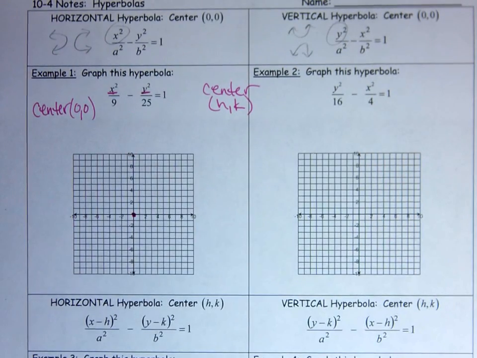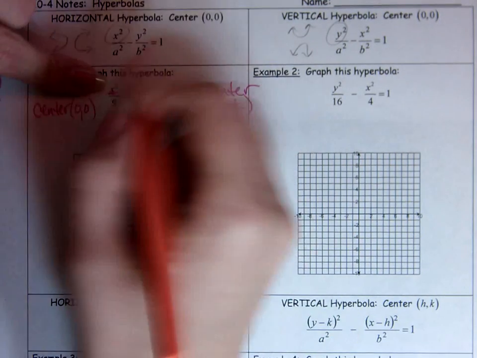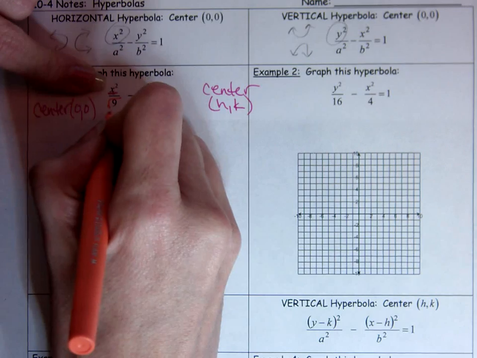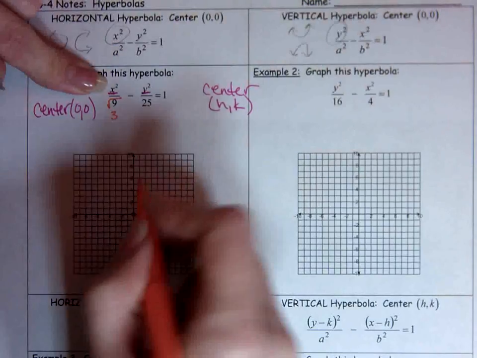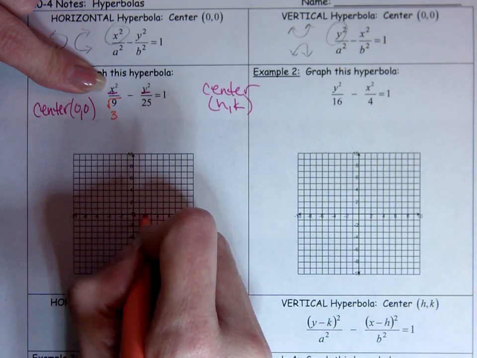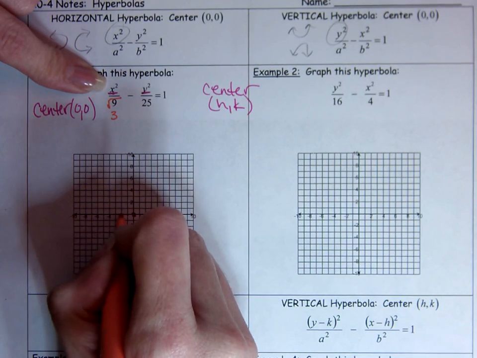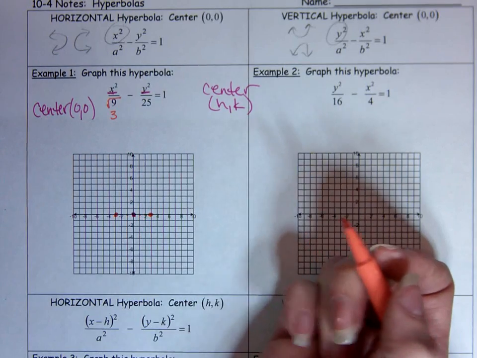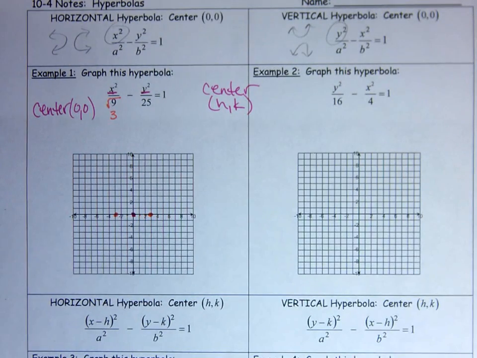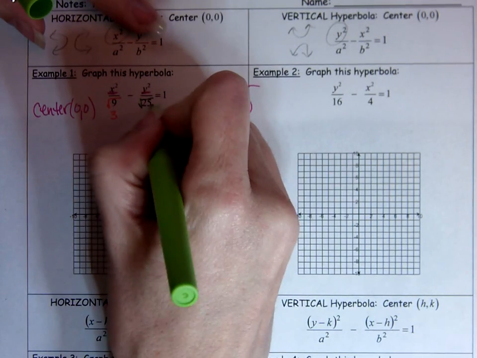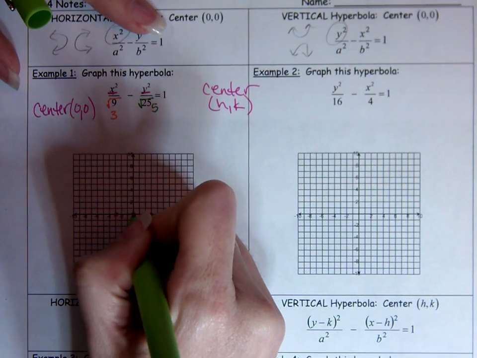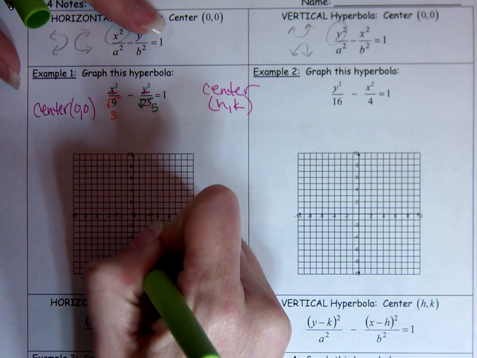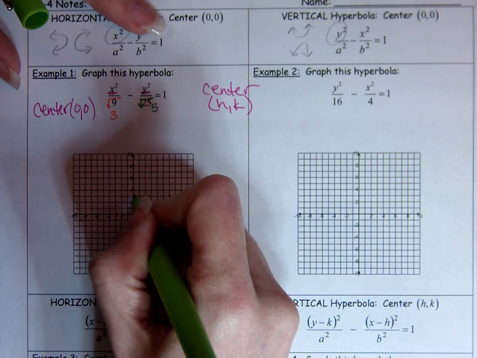The next information, we're going to use the exact same way we did with the ellipses. I'm going to look underneath the x squared and take the square root. This gives me a value of 3. So from my center, I'm going to go left and right 3 units to mark that. And then under the y value, I see 25. The square root of 25 is 5. So in the y direction, we're going to go 5 each way.